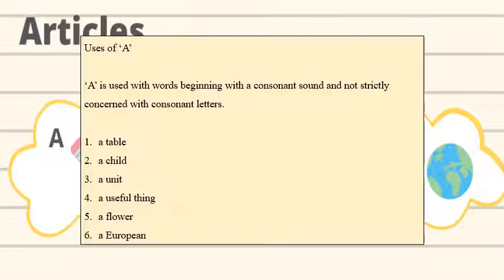See, useful starts with u, which is one of the vowels, but we use a here because when we say useful, we pronounce the sound of y. Y is a consonant sound. So that's why we use a useful thing. Similarly, a European. E is a vowel, but we just look at the sounds. European is the same as useful. The sound of Y is coming. That's why we use a European. Understood? A university. Because the sound of Y is coming there, not U.